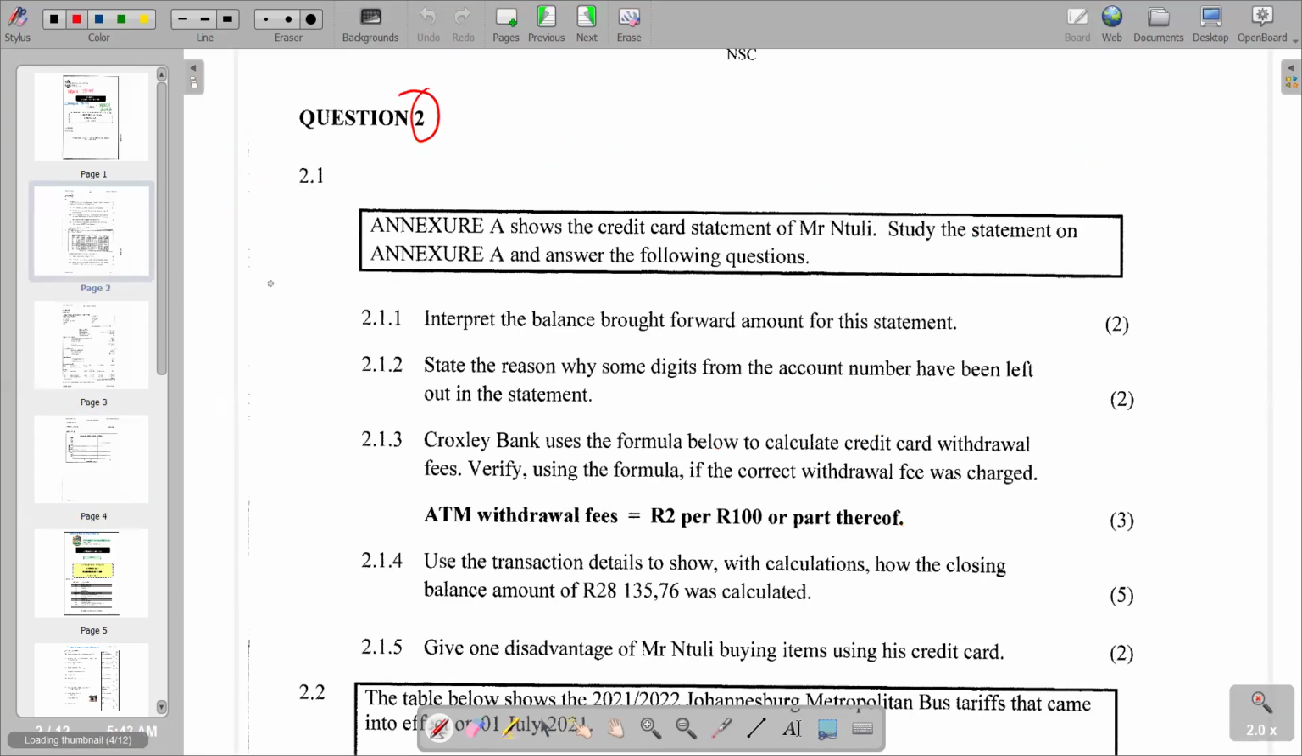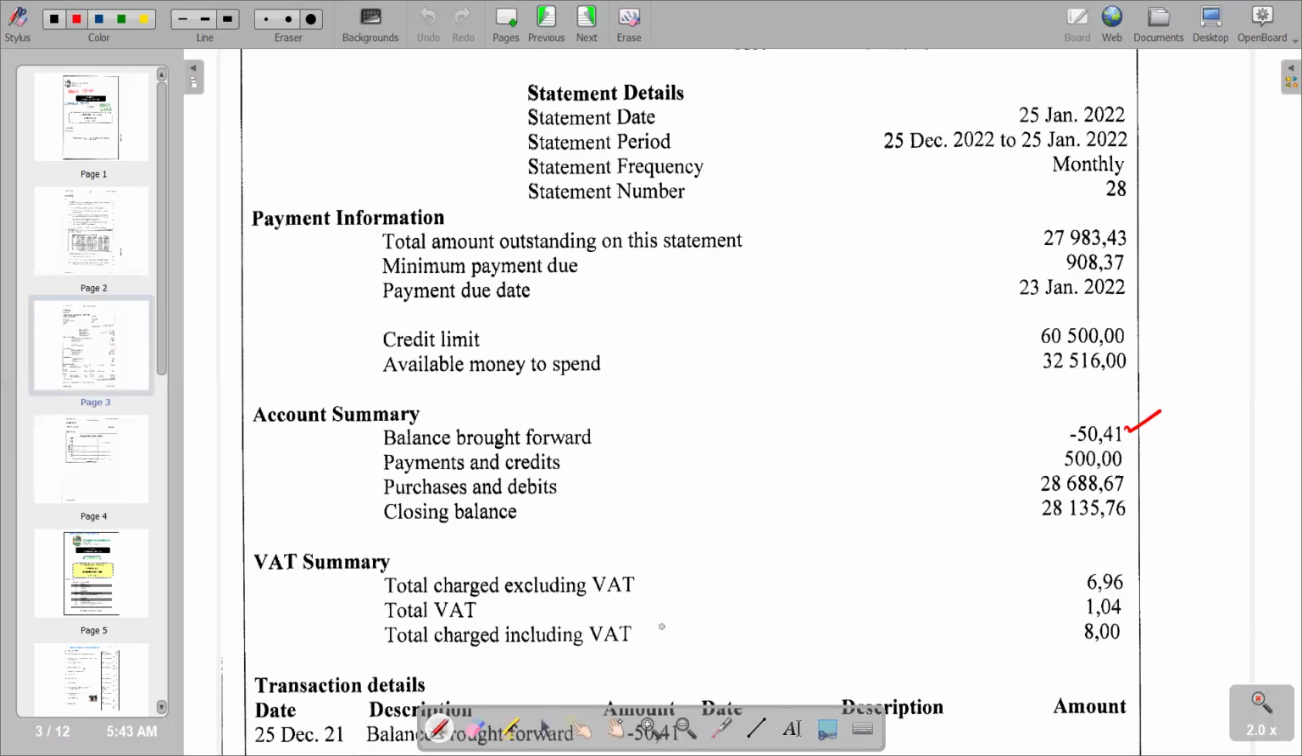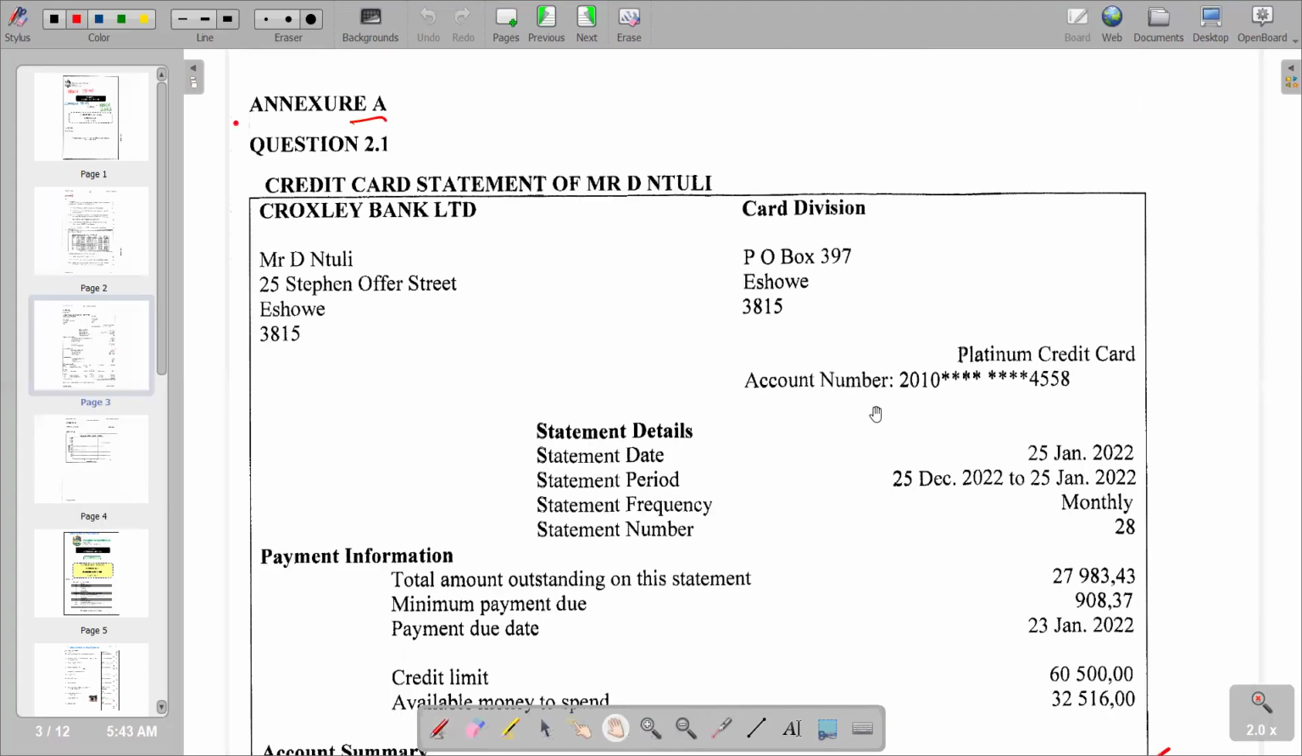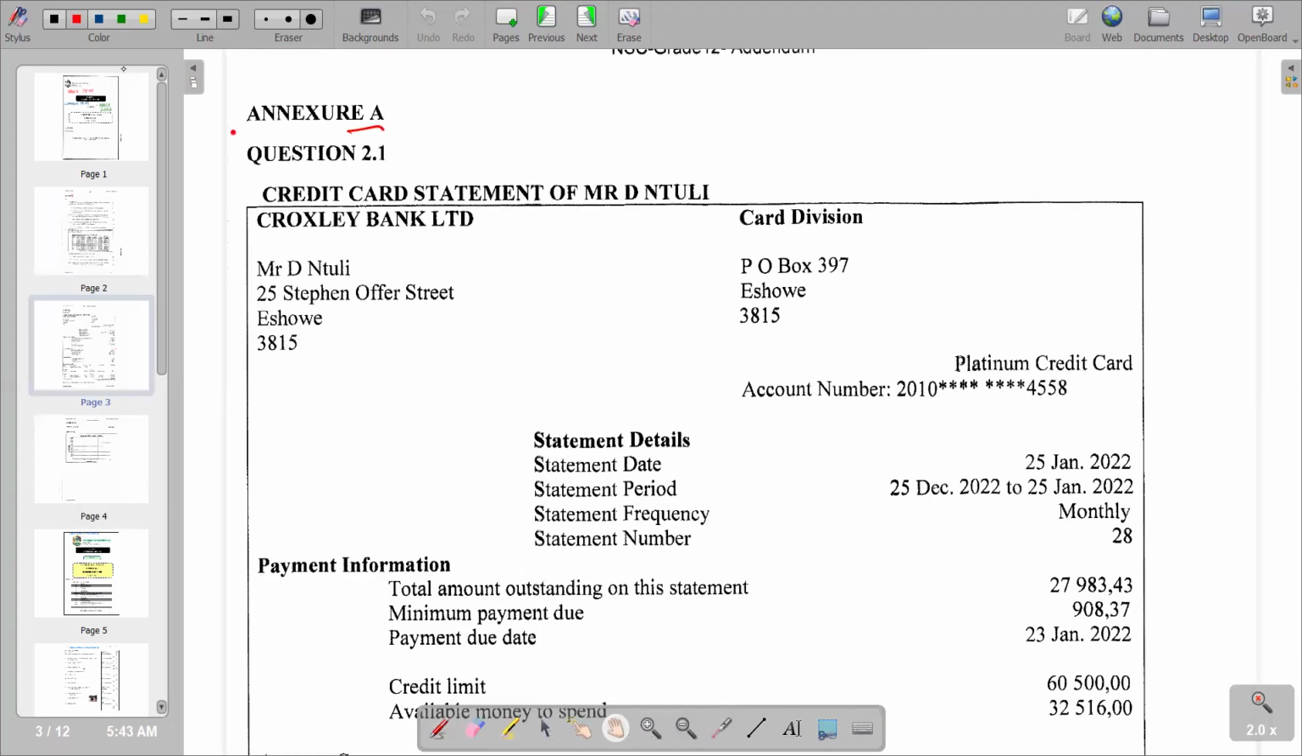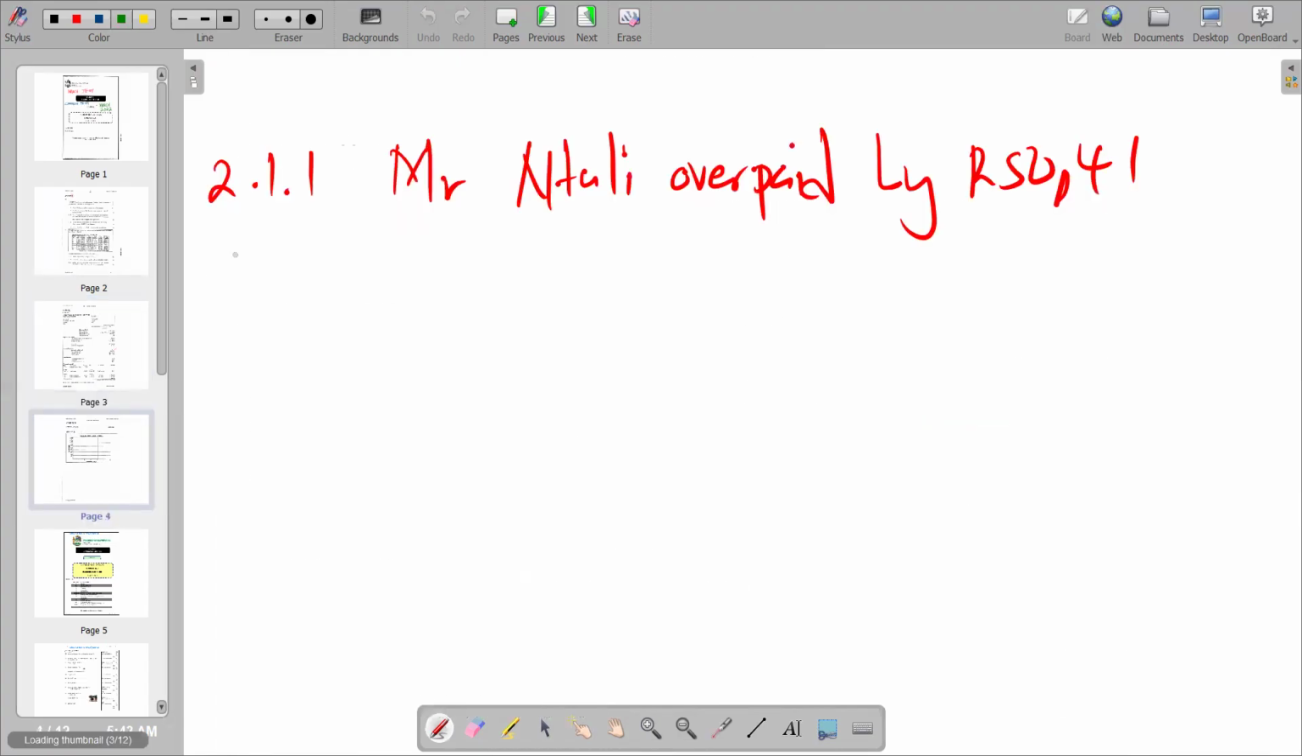Then we go to the next part, question 2.1.2. It asks for the reason why some digits from the account number have been left out in the statement. So we refer there and see those digits that have been left out. What's the reason for this? Obviously, it is to protect the client from being a victim of fraud. Basically, we can just describe it as the protection of personal information. So that's how we are going to present it on our answer section.